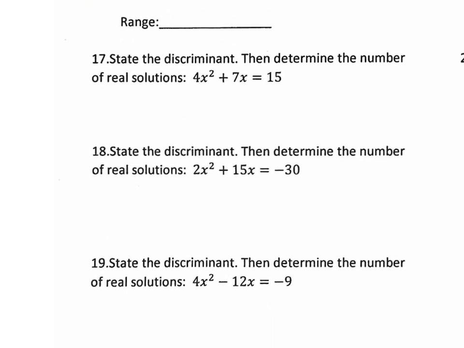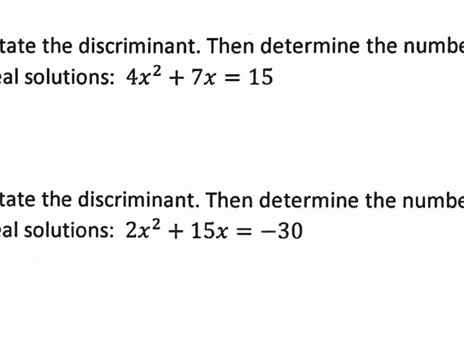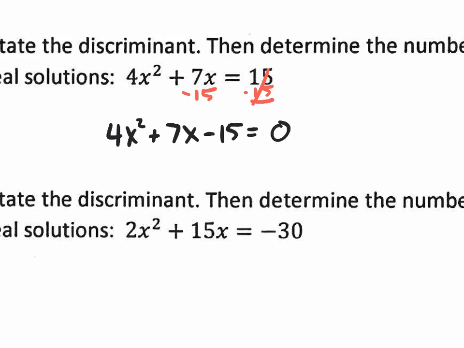Number 17, state the discriminant. In order for you to state the discriminant, you need to have everything on one side set equal to 0, right? Because technically it's like doing the quadratic formula. So let's first subtract 15 on both sides. We're going to have the new quadratic trinomial equation 4x squared plus 7x minus 15 equals 0. And your a value is 4, your b value is 7, your c value is -15.